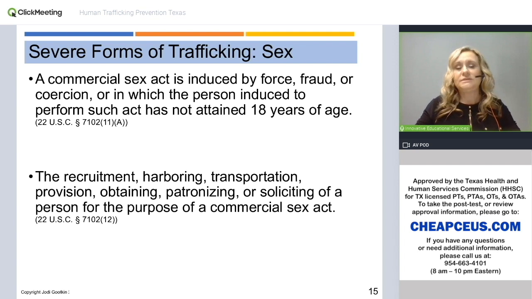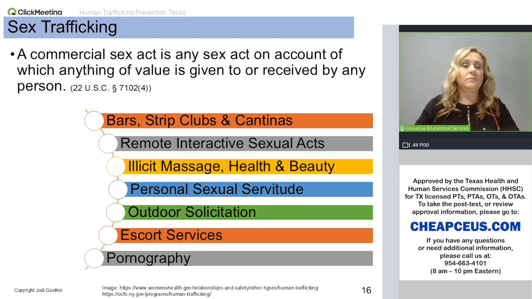Sex trafficking is another form of severe trafficking that involves the performance of commercial sex acts by adults as well as children. This may occur in bars, as well as escort services, pornography, truck stops. Those might be the first settings that come to mind where this is occurring. Other areas that we need to consider are illicit massage, health, and beauty.